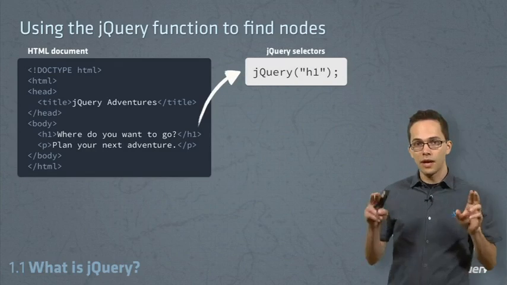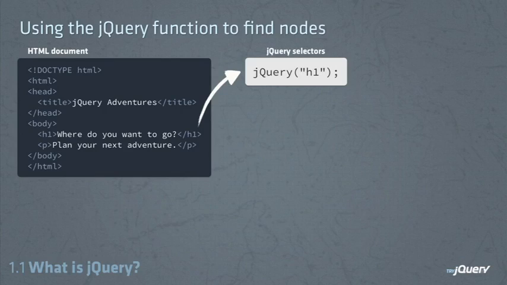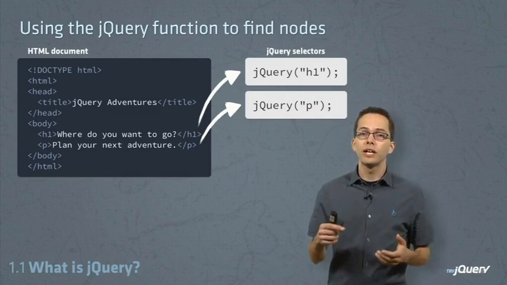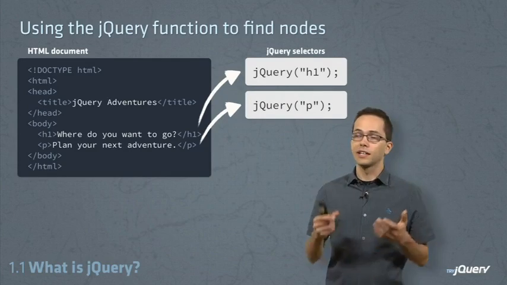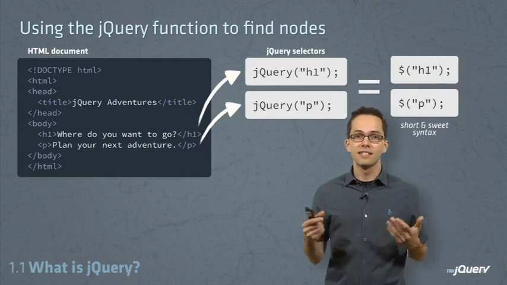Notice that h1 is wrapped in a string with two double quotation marks. To find the paragraph in the DOM, we could simply write jQuery p. There's a shorter way we can write this code. Instead of specifying jQuery, we can simply use the $. It's going to mean the same thing.